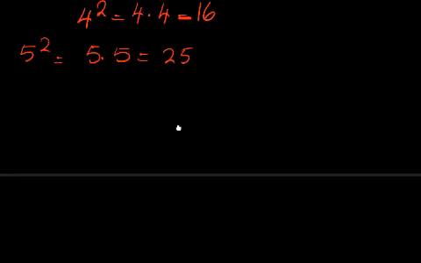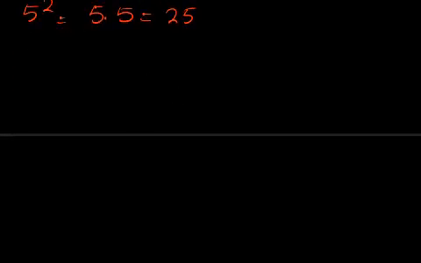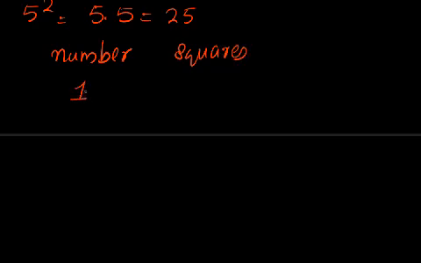So we can make a table of squares of numbers from 1 to 10. Number, then squares. First 1, then square of 1 is 1 into 1, that is 1. Then number 2, square of 2 is 2 into 2, that is 4. Then 3, 3 into 3, 9, 4, 4 into 4, 16, 5, 5 into 5, 25.